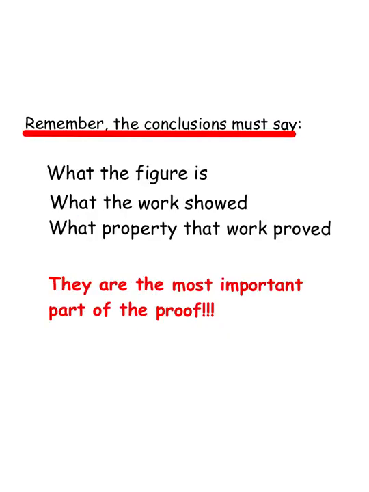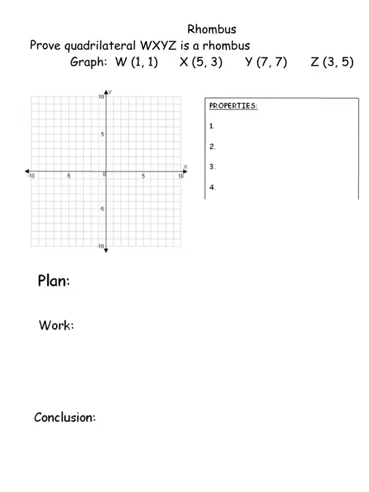So when we're doing our proof, very important, and this is where students lose points on the Regents: the conclusion must say what the figure is, what your work showed, and what property that work proved. They are the most important part of the proof. So today we're going to prove our rhombus.